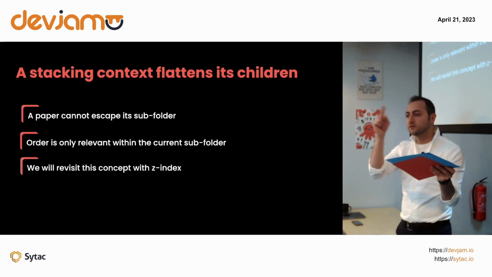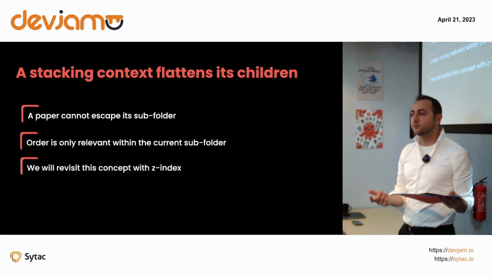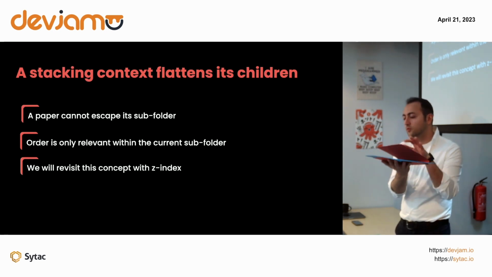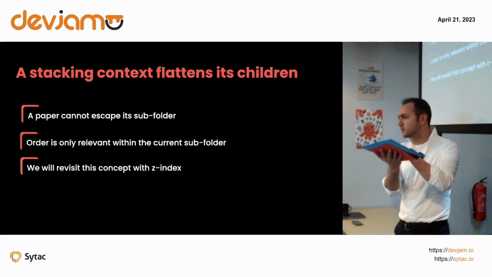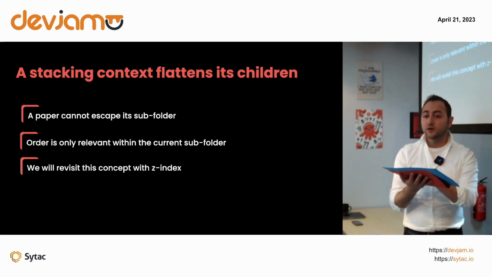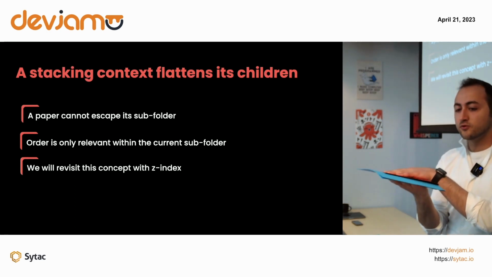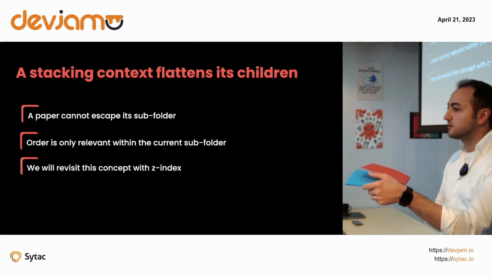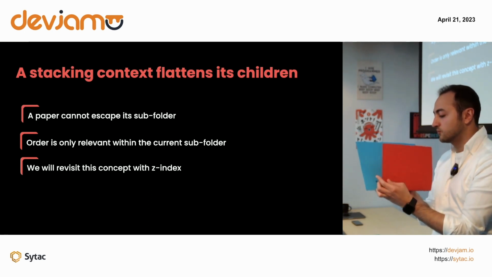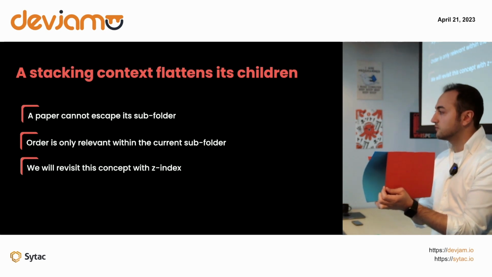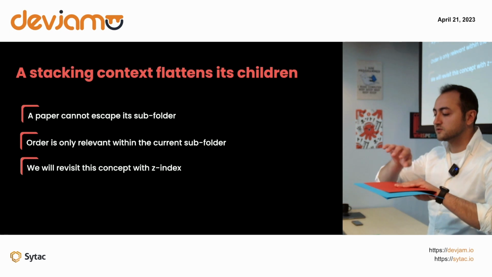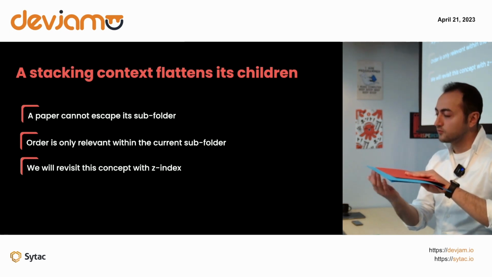So if you have an element and you give it an opacity of 0.5, all the elements inside will remain always in this stacking order. There's really one tiny exception that I'll talk about at the end. So yeah, a paper cannot escape its subfolder. This is very important. And this is why you'll see later that the z-index order is only relevant when we open this folder. It's only relevant here, but outside of it, it doesn't really matter. If you have another stacking context, it has nothing to do with this order here.